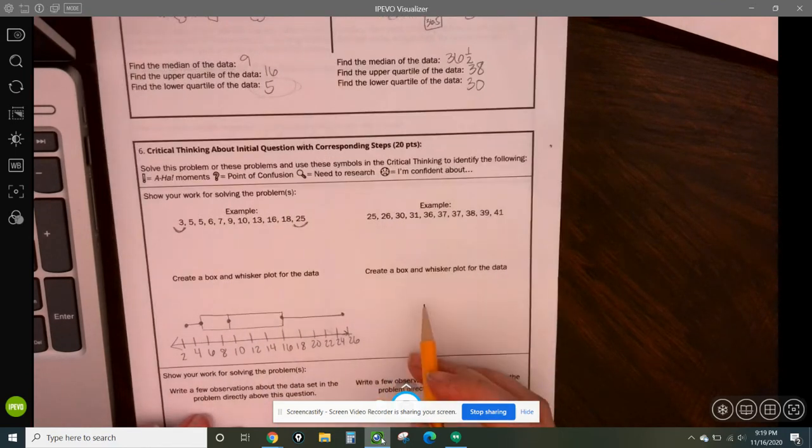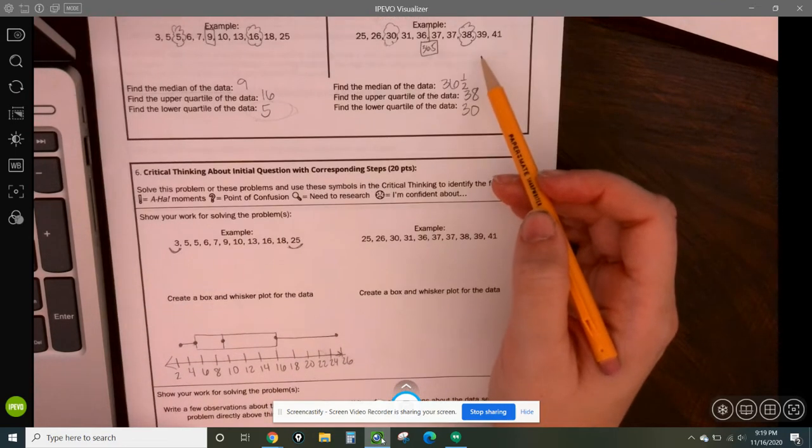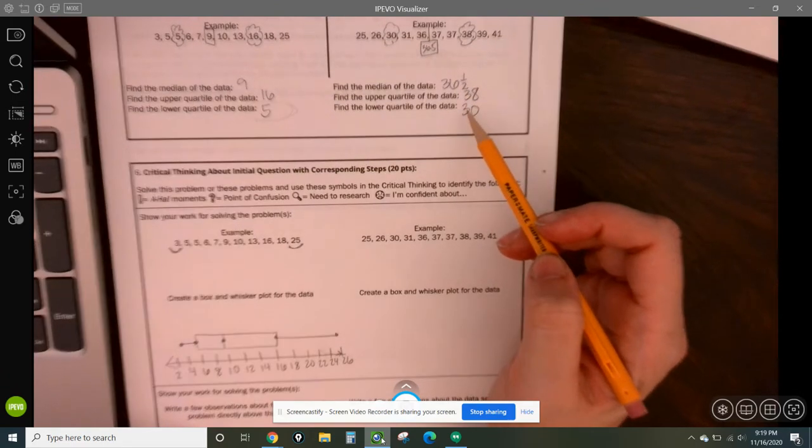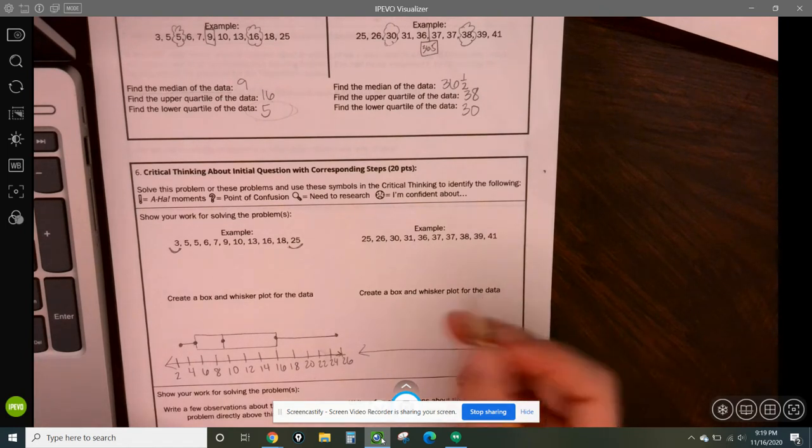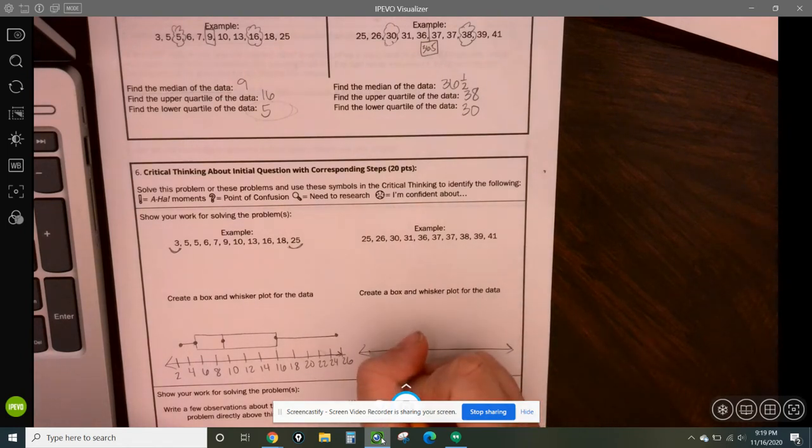Okay, same thing over here. So this is the same problem we did up here. We found the median, upper quartile, and lower quartile. Now we're going to actually make the box and whisker plot. So I need a number line. This time I need the numbers 25 through 41. So you can decide what you want to count by. I think I'll go with 2s again. I'll probably start with 24.